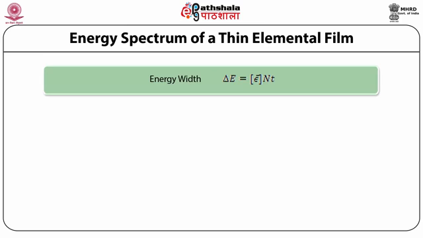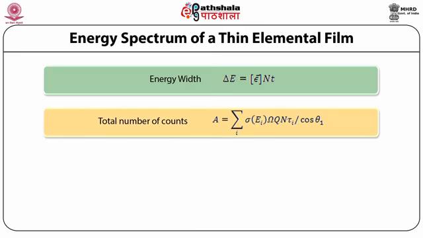Where the film is very thin, the surface approximation for epsilon bar is adequate. From the measured value delta E and the knowledge of epsilon bar, we can determine the number of atoms per unit area, denoted by nt, in the film. The next step is to estimate the total number of counts in the signal. Apart from the above, another quantity that one can extract from the backscattering spectrum of a thin film is the total number of counts, given by the equation A equals the sum over i of H i, summed over all channels i of the signal.